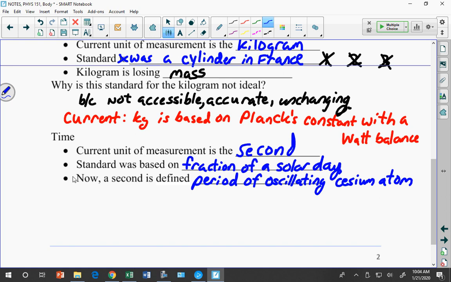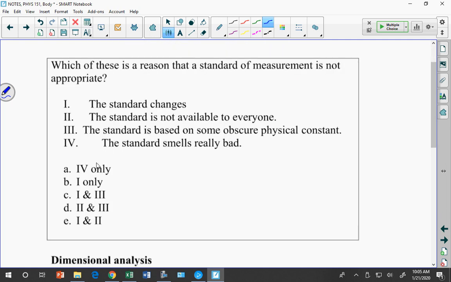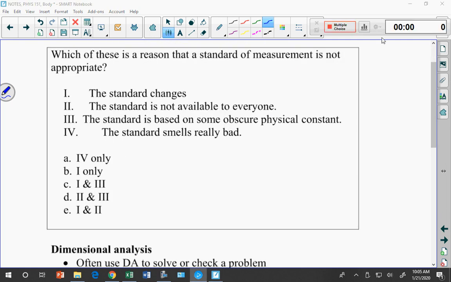Oh, let's see. Let's try a clicker question. All right. I like these questions where I give you multiple options and you have to pick the ones that are correct or incorrect, so get used to them. They're good questions for exams.